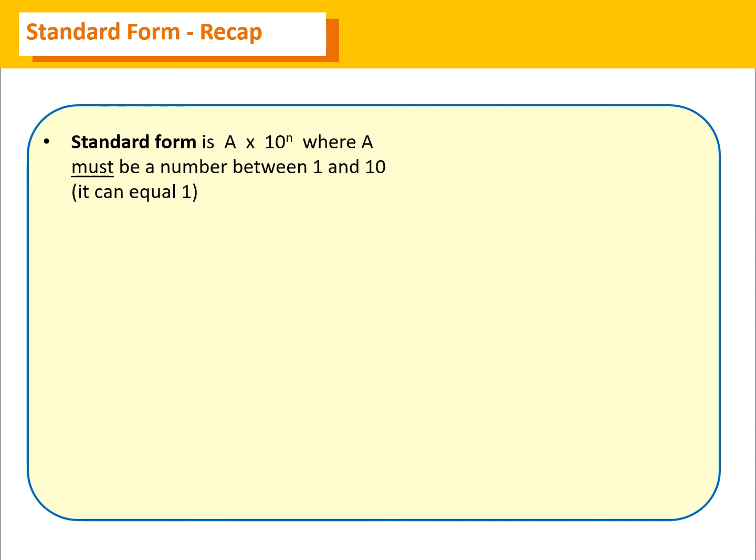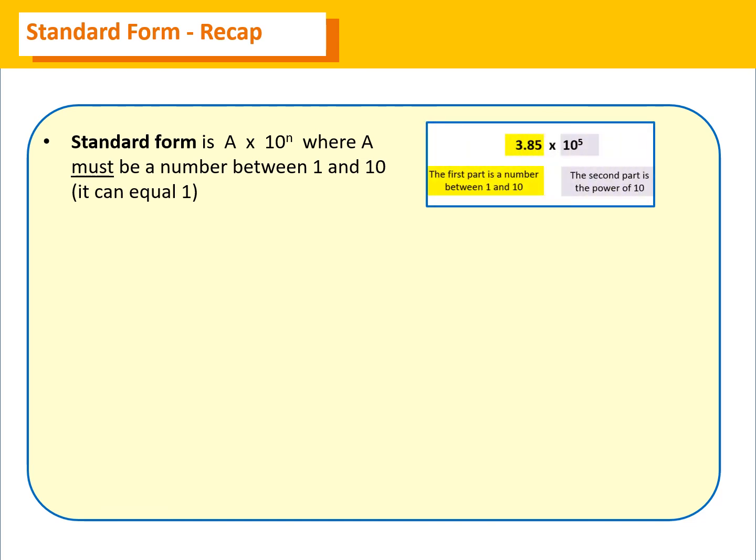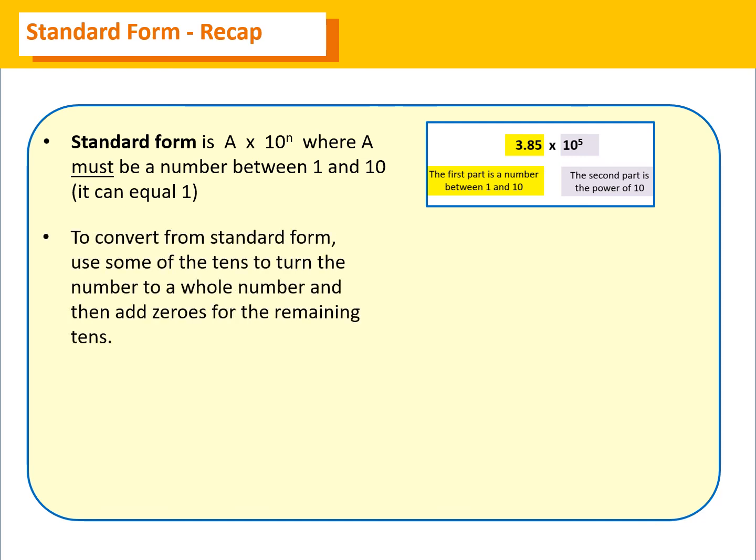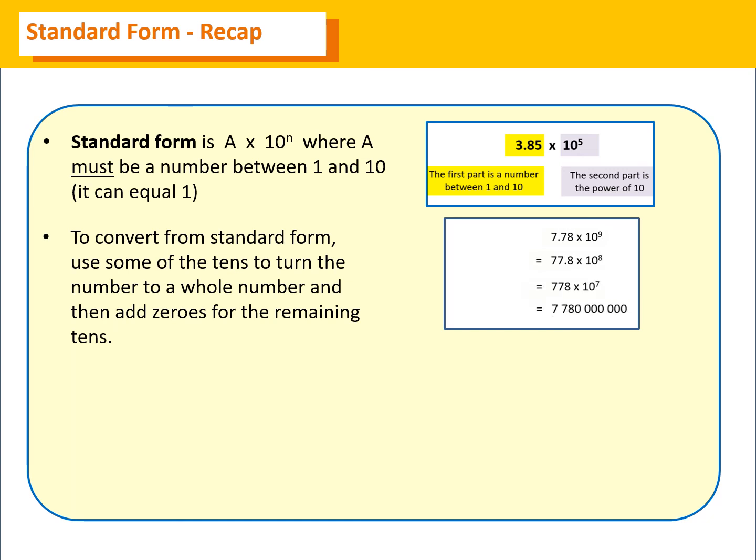Let's bring everything we've learnt together in a recap. Standard form is a number between 1 and 10. That number can equal 1, but it must be less than 10. And it is being multiplied by a power of 10. To convert from standard form, use some of the tens to turn the number into a whole number. In this case, we're using 2 tens to turn 7.78 into 778, and there are 7 tens in the bank, so we add 7 zeros at the end.